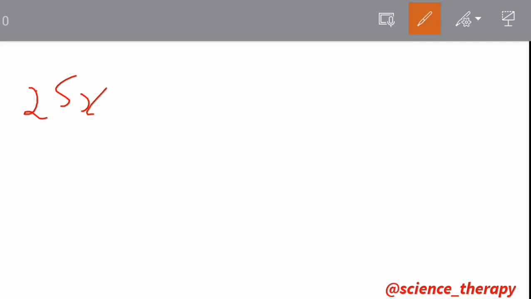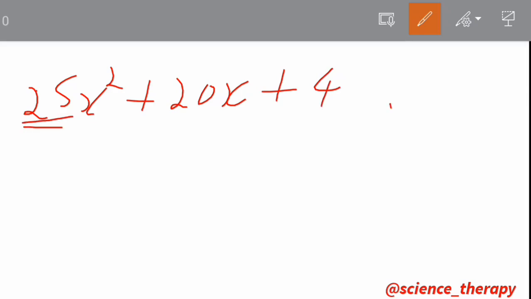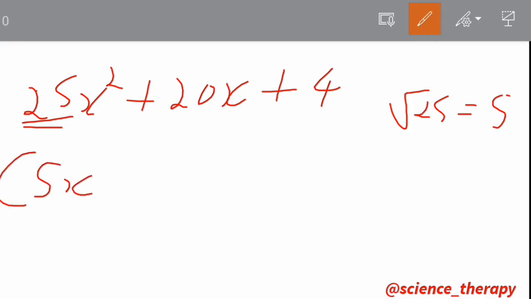Let's try that one with this. Now we have 25x squared plus 20x plus 4. So the 25 here is a perfect square. So we say the square root of 25 is 5. Then distribute, we have 5x. And then also that side we have 5x.